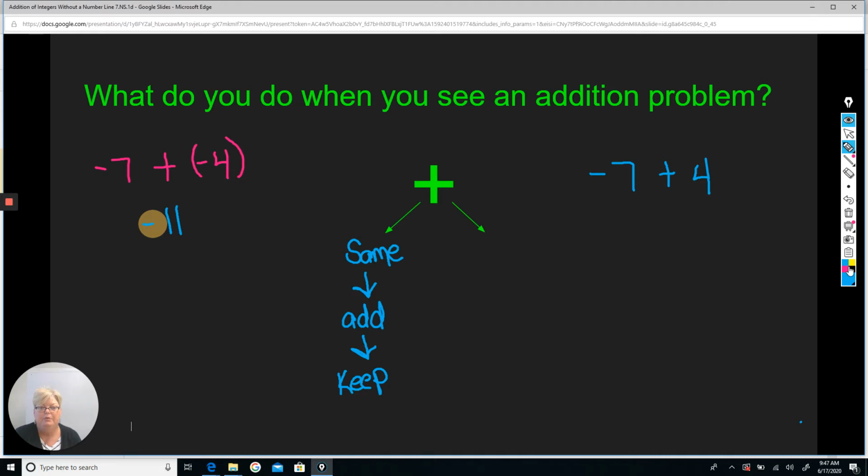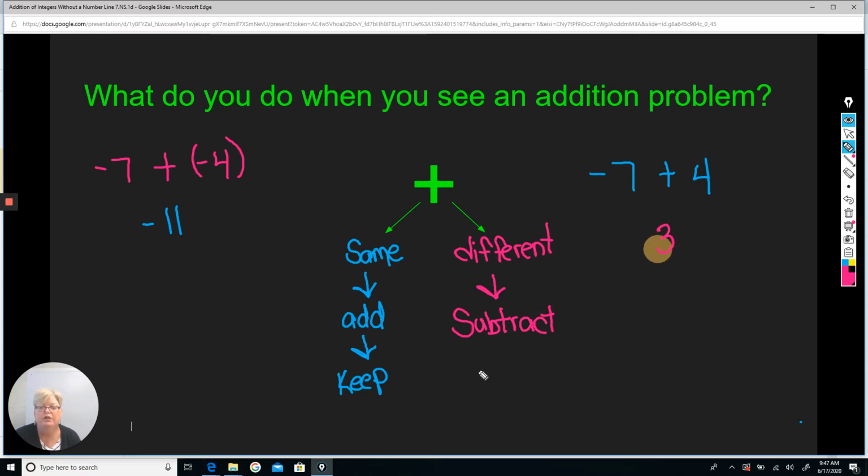Now let's go to the second problem and talk about it. This is -7 plus 4, and we notice that both terms have different signs. So I'm going to use the word different. If they have different signs, what do we do? Well, in this case, we're going to subtract. Now, I would advise you to go back and look at the videos with addition problems with number lines, because it's going to help you see it a little bit better. But we're going to subtract this, and we're going to ignore the sign, and we're just going to say 7 minus 4. 7 minus 4 is 3.